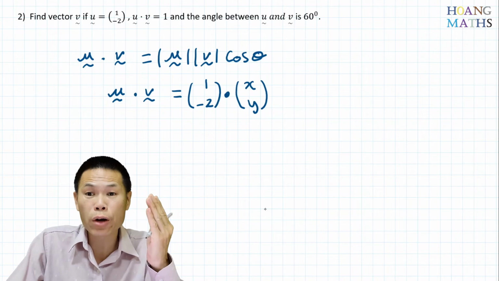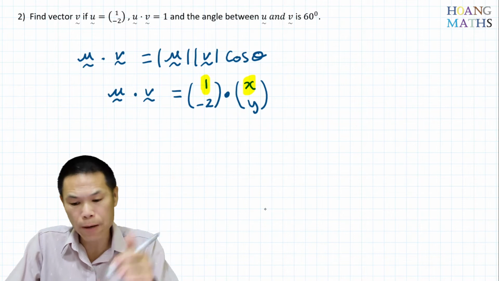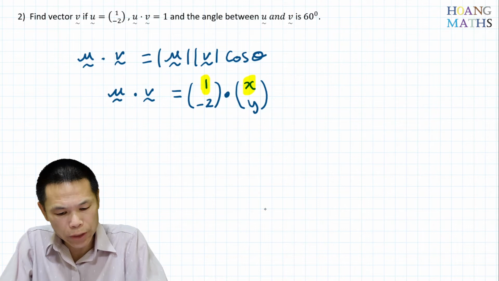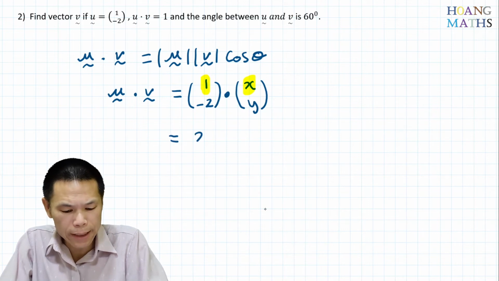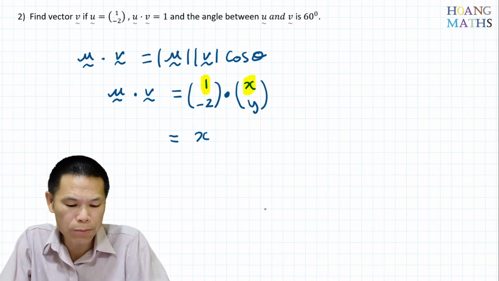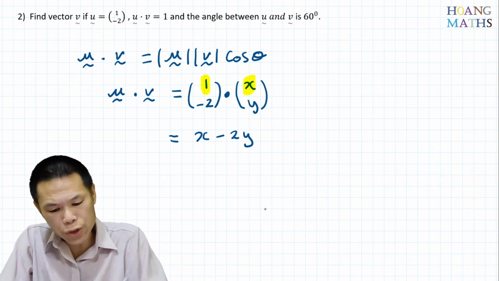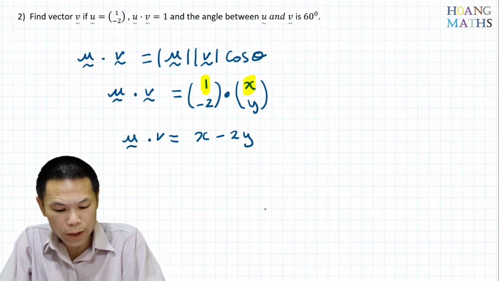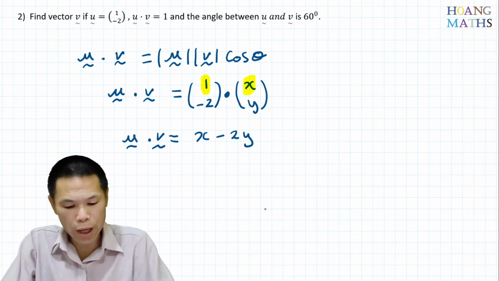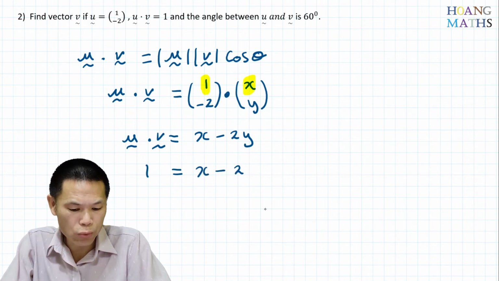Now to work out the dot product for this, of course, we just multiply the i components together and then add the product of the j components. So that's all it is, okay? So 1 times x is x. We plus -2 times y, which is -2y. So plus minus 2y is minus 2y. So that is the dot product for u and v. So u dot v equals this. But then we know that u dot v is 1. So therefore, we have 1 is equal to x minus 2y.